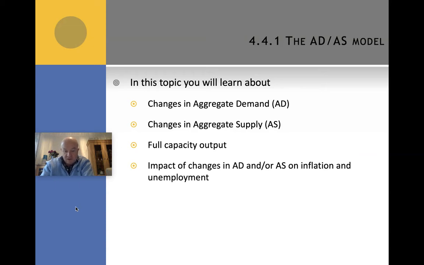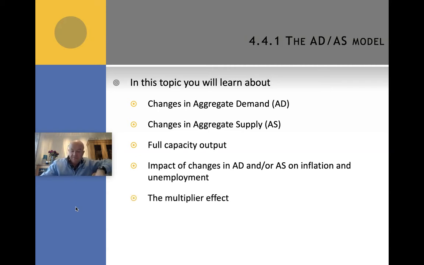So expanding that a wee bit further, we'll think about, if we have those significant changes in either AD or AS, how is that going to affect some of the macroeconomic objectives that a government might be trying to achieve, like controlling inflation and also trying to get as close to full employment as possible.